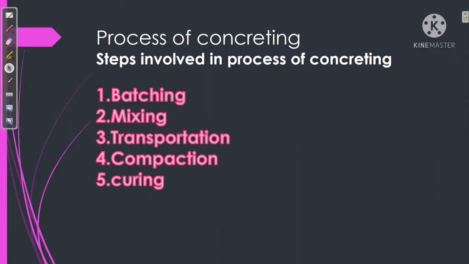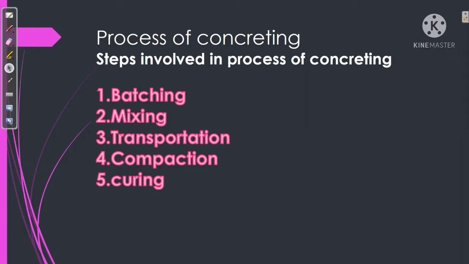So in today's session, we are going to discuss a topic again from the same subject, that is concrete technology, which is the process of concreting, or you can simply call it the concreting process. Whenever there is a concreting process, it involves some steps. Those steps I have written down here: first is batching, second is mixing, then transportation, compaction, and curing. In these simple steps, the concreting process is carried out.